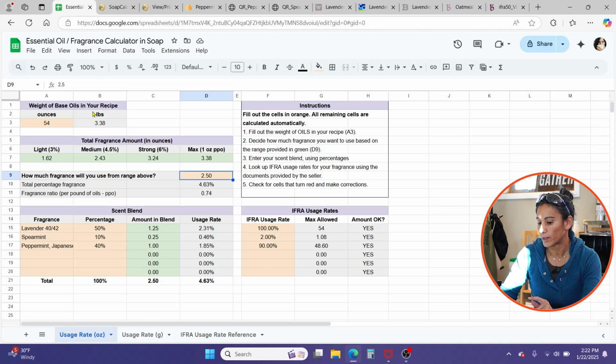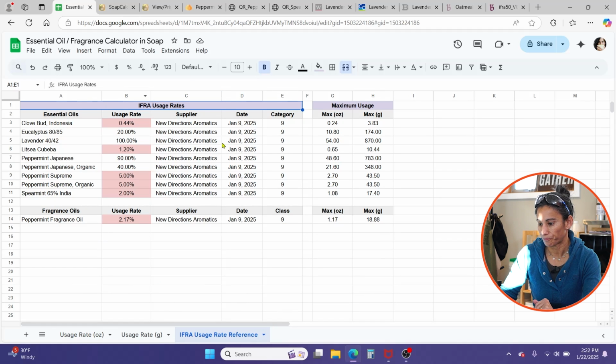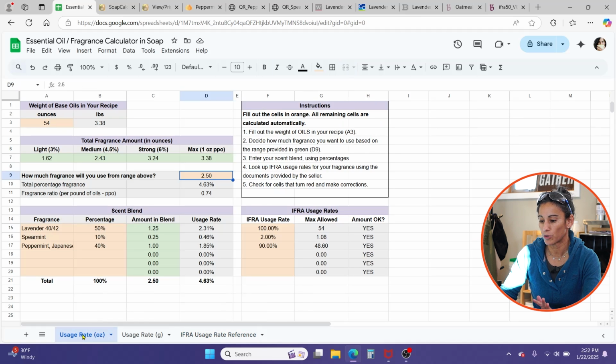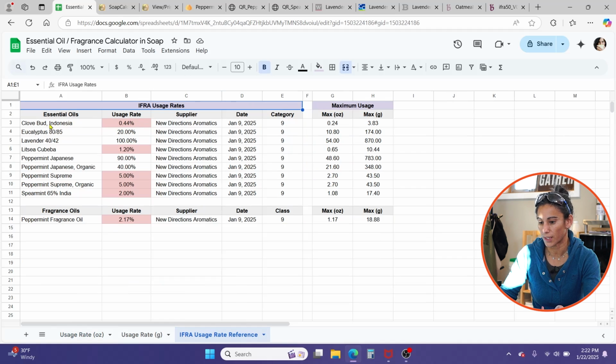All right, now that we have this figured out, there's another tab here in our spreadsheet that you may have noticed that I haven't shown you yet. And if you click on it, I've sort of created this repository of information because every time you create a blend, you're going to be changing the spreadsheet and you don't want to be having to look up IFRA rates all the time. And so what I did for this video is I came up with some essential oils that I commonly use and I put in their usage rate. And then I highlighted the ones that have low usage rates that are less than what I typically use.